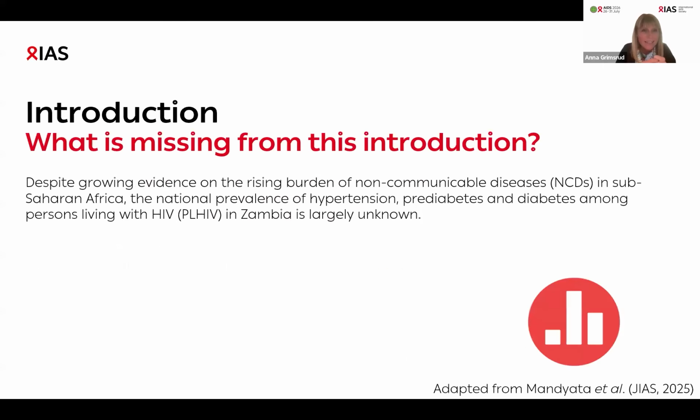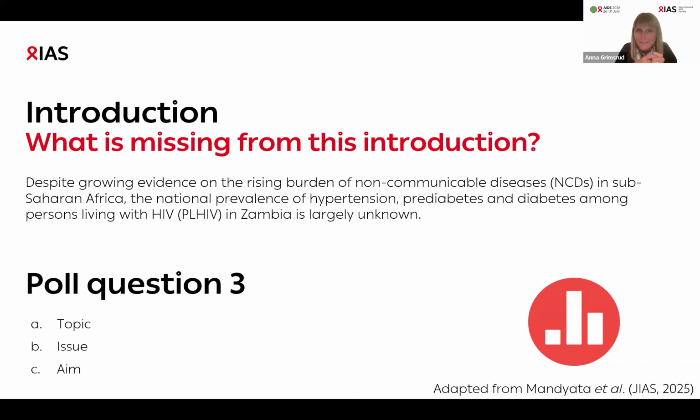If you go to the next slide, we're going to give you the introduction from that article that we shared the title with. So, despite growing evidence on the rising burden of non-communicable diseases in sub-Saharan Africa, the national prevalence of hypertension, prediabetes, and diabetes among people living with HIV in Zambia is largely unknown. Now, is there something missing?